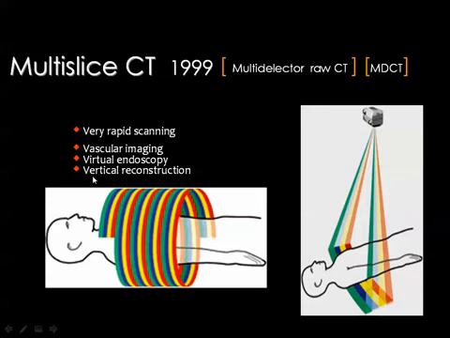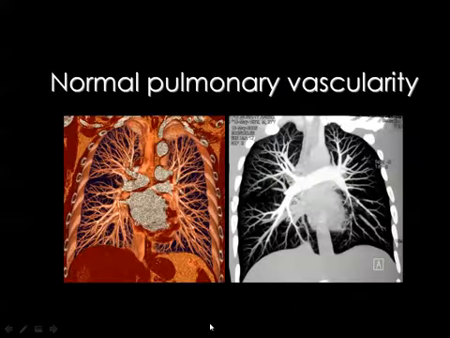And of course the reconstruction of the images in the vertical planes, like the coronal, the sagittal, the oblique, and all the planes can be easily done immediately. And these are some of the examples. And here I show to you one of the examples of the CT pulmonary angiography using the multi-detector CT scan.